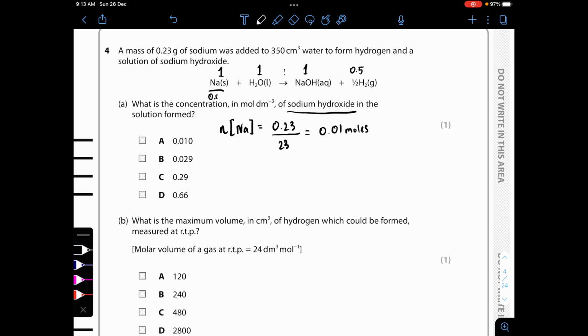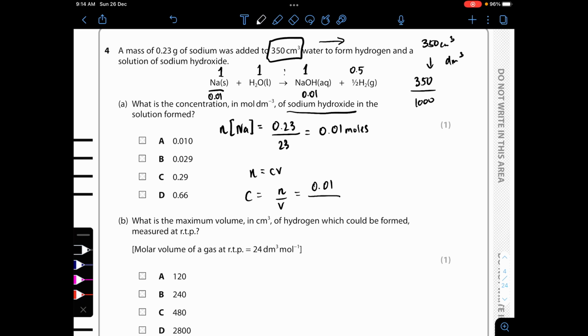So we can write over here, 0.01 moles. So we should get 0.01 moles of sodium hydroxide, right? So now n equals CV. Now we want concentration, so C equals n over V. So we know that the moles are 0.01. What about the volume? We know the volume is 350 centimeter cubed over here, but we are looking at dm cubed, so 350 centimeter cubed into dm cubed will be dividing by 1000. So 350 divided by 1000 would be 0.35.